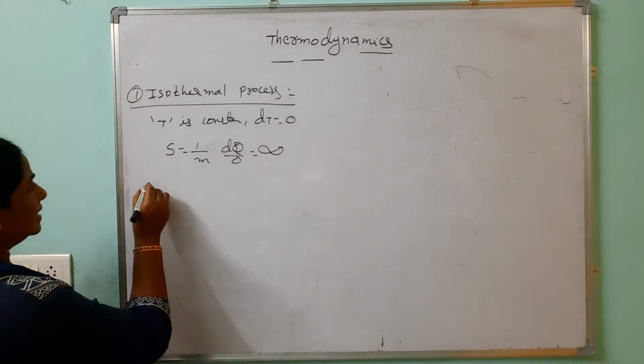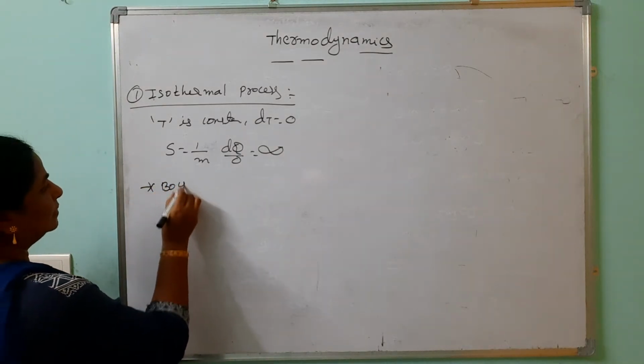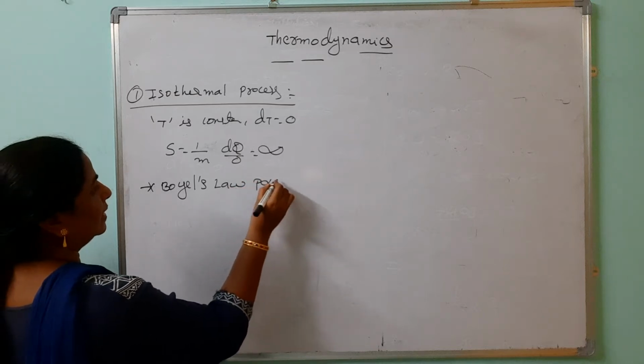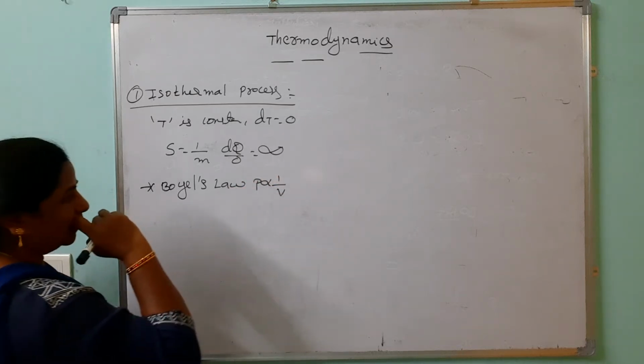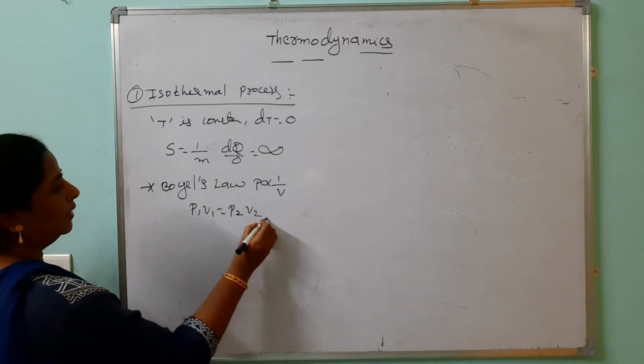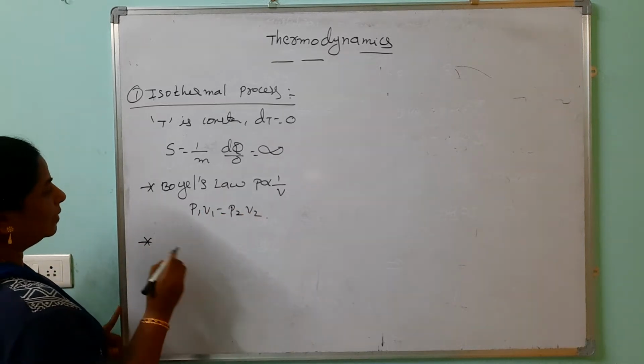So here all gases obey Boyle's law. What is Boyle's law? At constant temperature, pressure is inversely proportional to the volume. We can write it as P1 V1 equals P2 V2. But you should remember one more formula here.